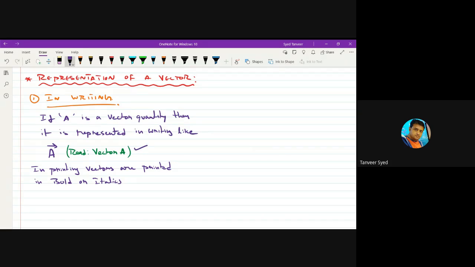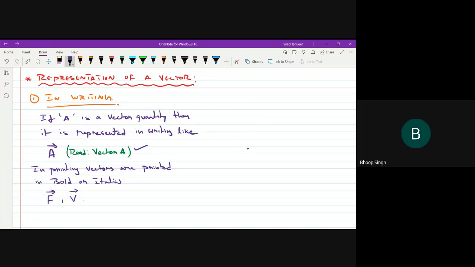If you want to specify that this particular quantity is a vector quantity, you simply write the symbol of that quantity. Like we use V for velocity, F for force, A for acceleration. So if I simply write F, this is a scalar quantity. If I put an arrow over it, this means this is force, this quantity is a vector. Similarly, V stands for velocity. If I don't put an arrow, it is speed. If I put an arrow, it becomes velocity.